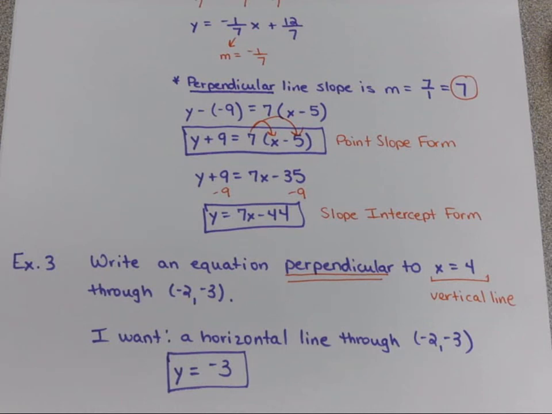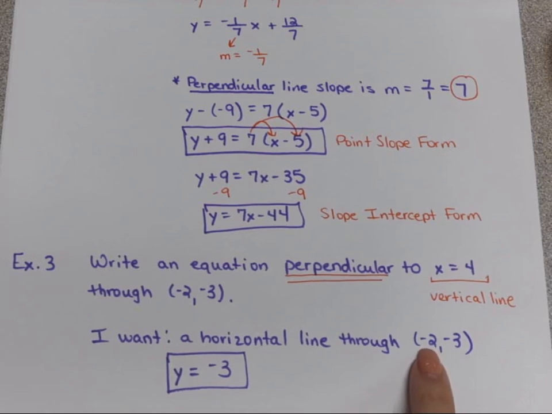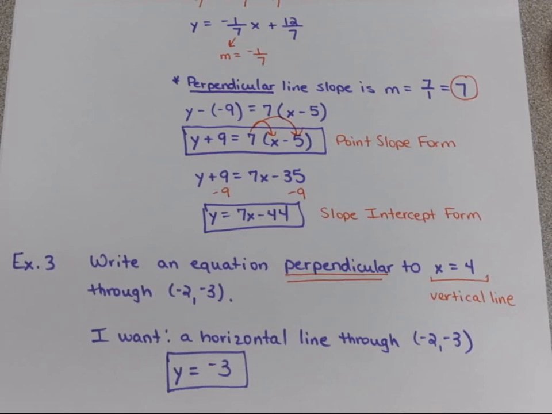Okay? What if it would have said parallel to the vertical line? Then it would have been x equals, since they're similar, right? Since they're parallel, and it would have been x equals -2. But since I said perpendicular, we wanted the horizontal version of that line.